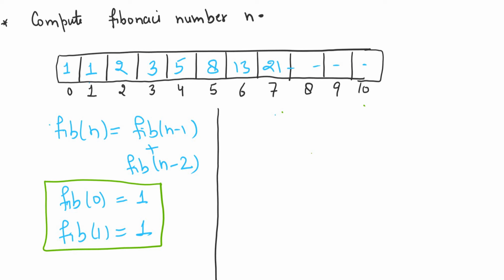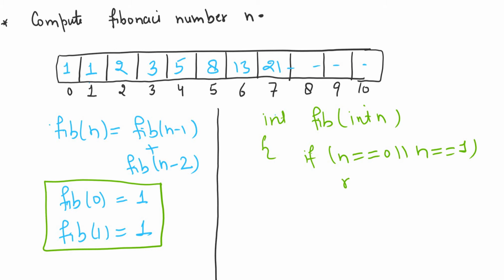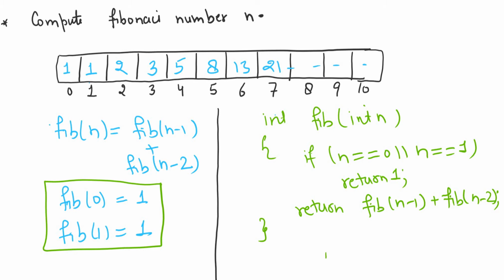Okay, so let me write the recursive function for this. int Fibonacci(int n): if n is equal to 0 or n is equal to 1, return 1. Otherwise, return Fibonacci of n minus 1 plus Fibonacci of n minus 2. So this is the recursive solution of Fibonacci number. This is step 1. We have designed the recursive solution for our problem.